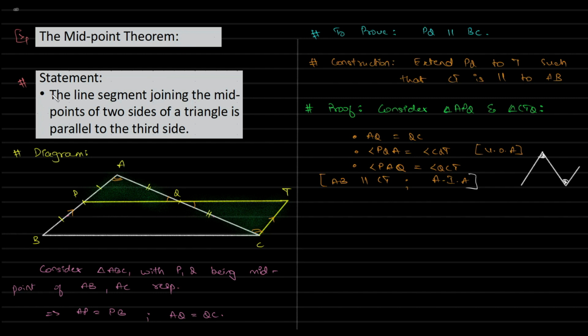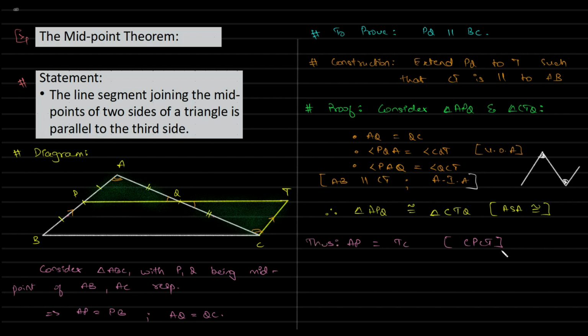Okay, so what else? Therefore, triangle APQ is congruent to triangle CTQ by ASA congruency. How does this help? Well, we can tell that AP is equal to TC by CPCT.